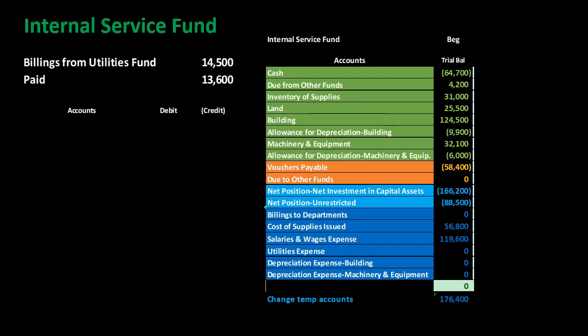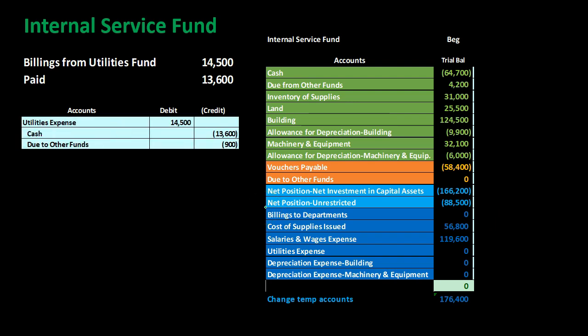What about the internal service fund? It's on an accrual basis, so it looks pretty much straightforward, what we would expect on an accrual basis. We've got the utilities expense being the debit. Now again, utilities expense is from another fund, it's part of the government, but it's still an expense to the internal service fund, so fairly straightforward expense similar to what we would expect. We have the credit going to the 13,600 cash that was paid. The difference between the two, what is still owed, what would normally go to accounts payable, is now going to due to other funds, that being the 900.